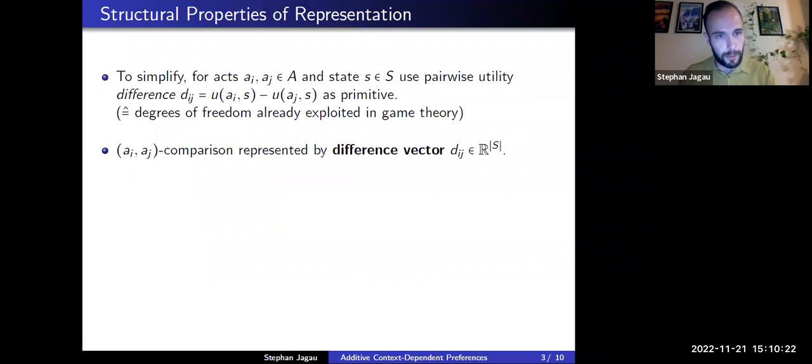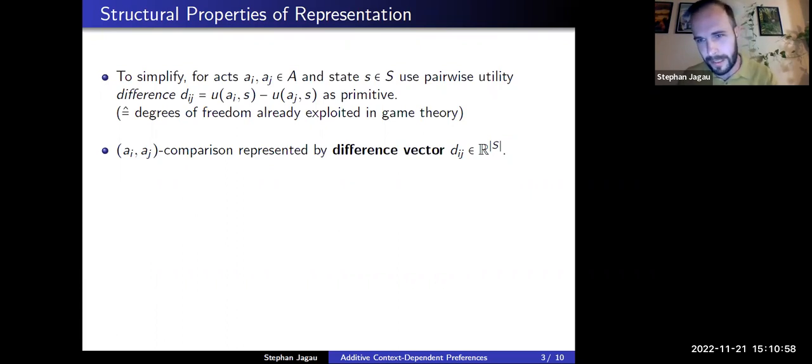Now let's look at the problem itself. So structural problems of the representation are kind of going to drive my results here. To simplify, I'm going to look at the whole problem in terms of utility differences. So take any state in the game theoretic context. That's a profile of opponents' pure strategies. Take two acts, a_i, a_j. Look at the difference, a_i minus a_j of utilities. I'm going to denote that as d_ij. I'm just going to look at everything in terms of those utility differences.